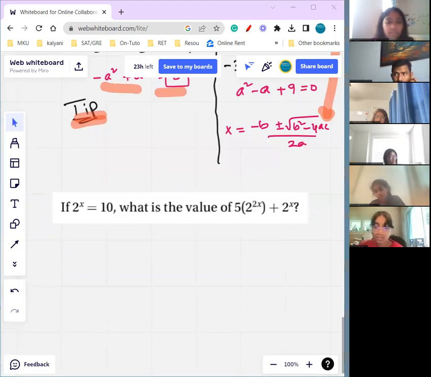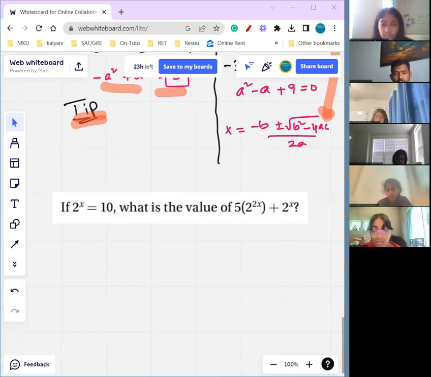If 2 to the power x equals 10, what is the value of 5 times (2 to the power of 2x plus 2 to the power x)? All right, so the 2 to the x value is given to you. So let's try to answer what they're asking.